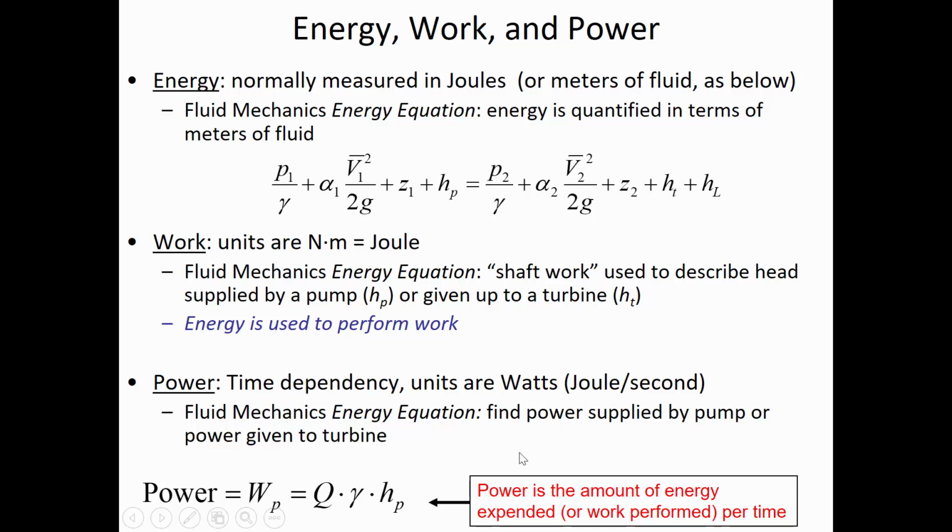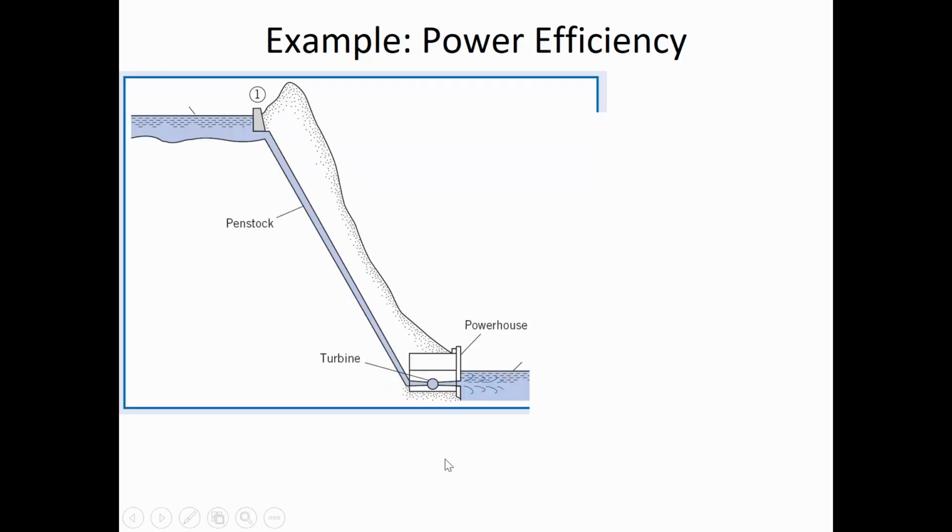So in fluid mechanics, the power equation is you would multiply either the turbine head or the pump head by gamma and Q. And then it would tell you how much power is either being consumed or how much is being generated. So let's do an example to illustrate efficiency and how that comes into play. This is an elevated reservoir where water is flowing down through this penstock, which is basically just a large diameter pipe. And because of the elevation change, it's spinning the turbine.